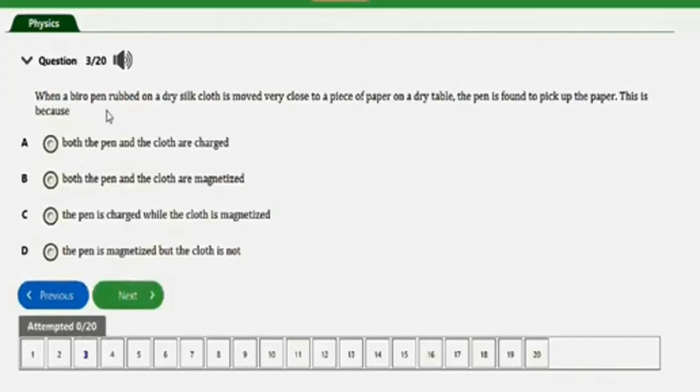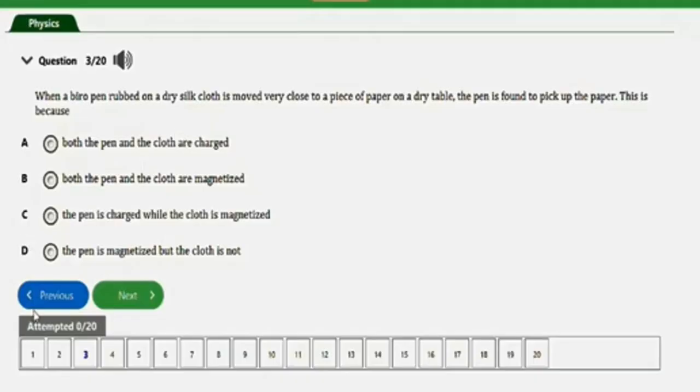Okay, the next question will be this one. It says, when a biro pen rubbed on a dry sand cloth is moved very close to a piece of paper on a dry table, the pen is found to pick up the paper. This is because both the pen and the cloth are charged, both the pen and the cloth are magnetized, the pen is charged while the cloth is magnetized, the pen is magnetized but the cloth is not. So the right option to this question is option A, which is both the pen and the cloth are charged. So that's the right option to this question.